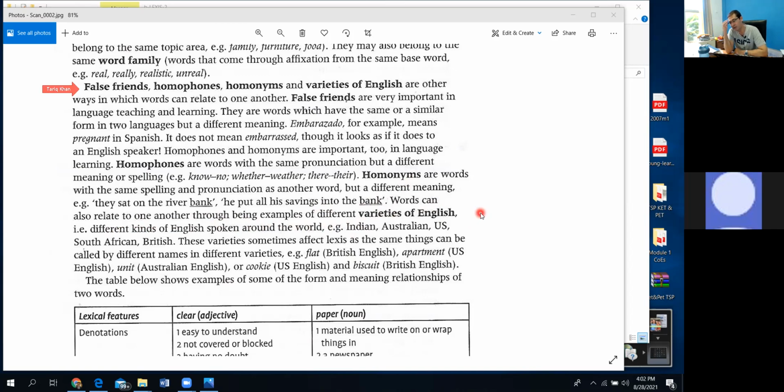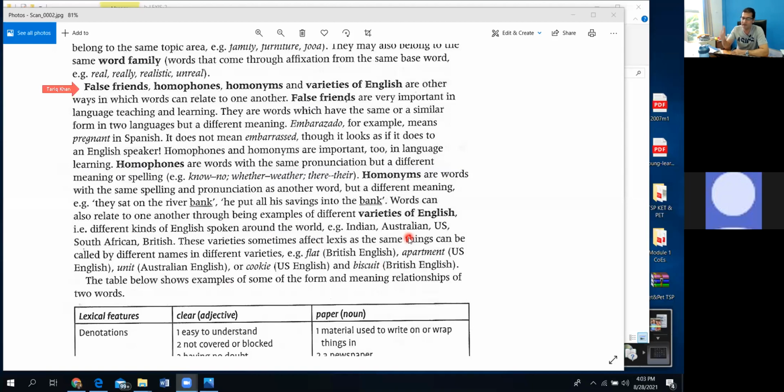Words can also be related to one another through being examples of different varieties of English. Now, what is varieties of English? Varieties of English is like different kinds of English spoken around the world. English is spoken around the world in different kinds, and different people around the world say it in different ways. Varieties of English like Indian English, you might have heard it's a particular way of speaking. When somebody speaks Indian English, you can say it's from India. Likewise, Australian. Sri Lankans are very much familiar with Australia because of the cricket.